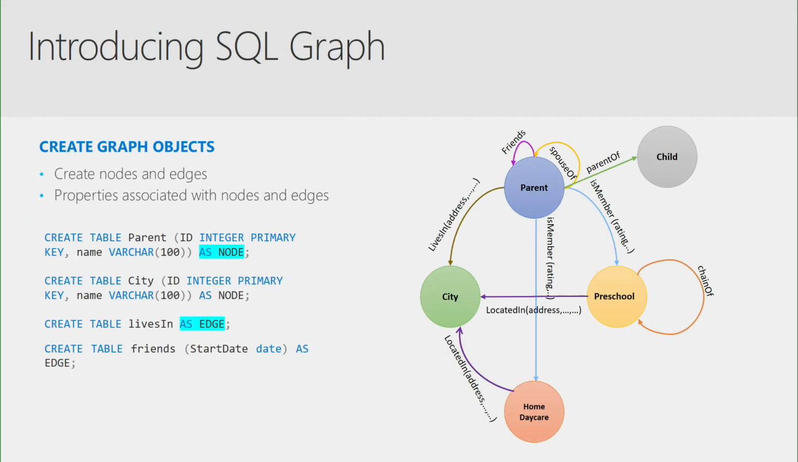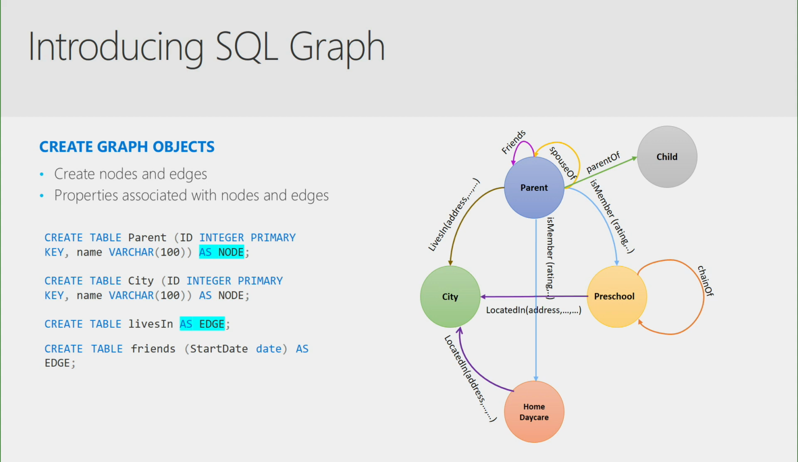So now let's talk about the graph extensions that we have added to SQL Server vNext. With vNext, we will allow users to create graph objects. That means now you can create your graph schema, that is, create nodes and edges. There can be properties associated to these nodes and edges. On the slide, you can see a very simple graph schema for a preschool, Find Me a Preschool app.